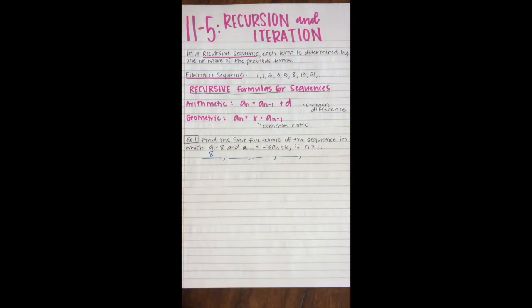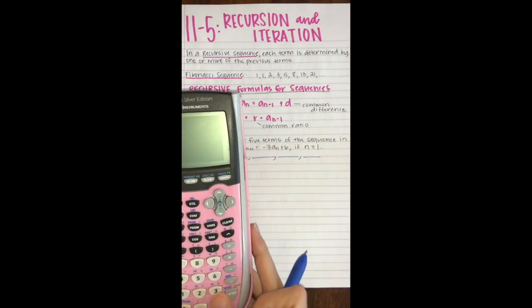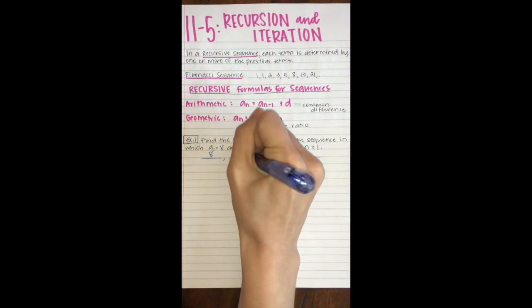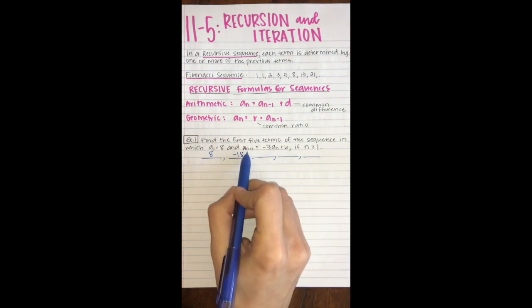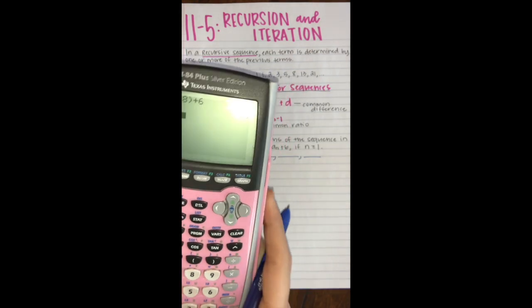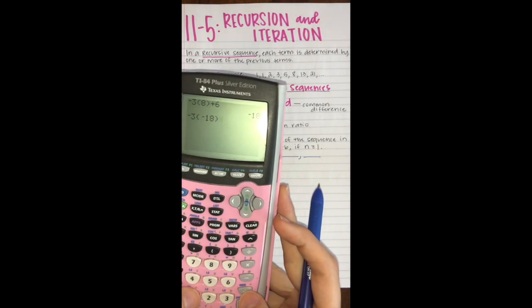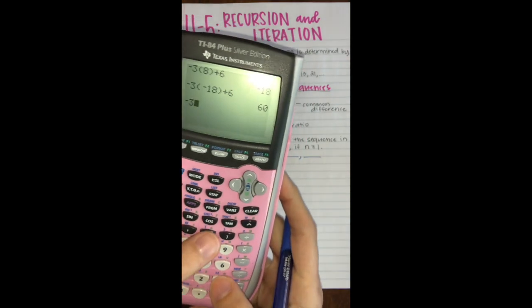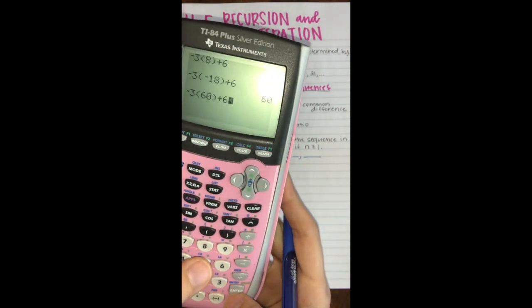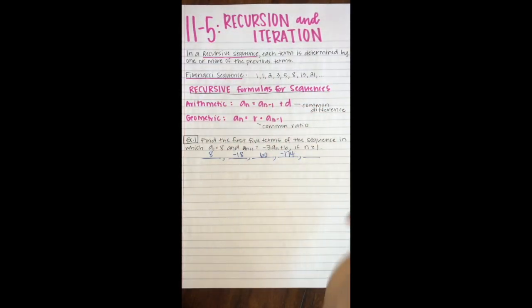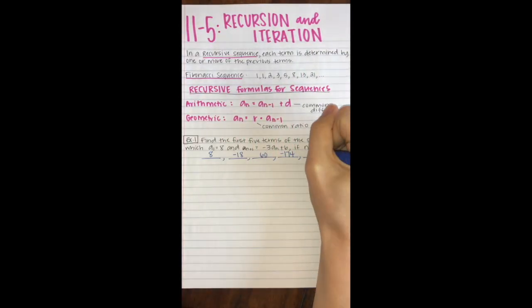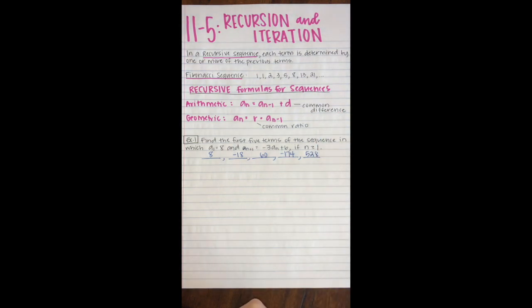So you have negative 3 times 8 plus 6, which is negative 18. And then that would now be a2. So if you wanted a3, you would plug in a2. So negative 3 times, this time, negative 18 plus 6, which is 60. And you do it again. Negative 3 times 60 plus 6, negative 174. And last one, negative 3 times negative 174 plus 6, and you get 528. So the first 5 numbers are 8, negative 18, 60, negative 174, and 528.